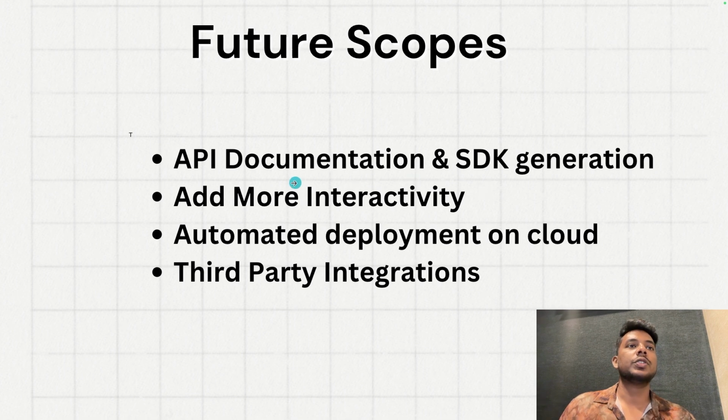So, future scopes of our application: for example, API documentation and SDK generation. We are planning to go ahead with Swagger integration, and with the Swagger JSON file, you can generate an SDK via OpenAPI codegen. Apart from that, we are thinking of adding more user interactivity and automated deployment on cloud. For example, if you want to deploy on premise, on AWS or an EC2 instance, you can go ahead with that. And third party integrations, why not? Maybe you want OAuth integration and something like that, we will be going ahead with that as well.